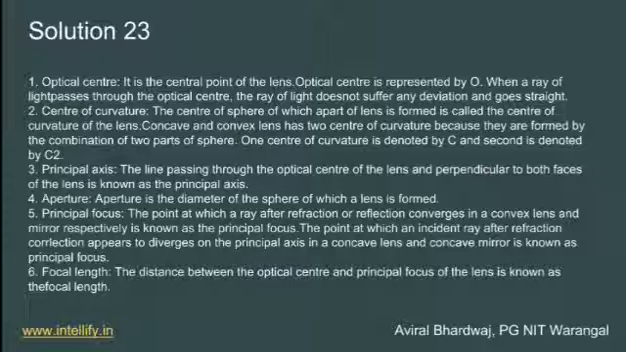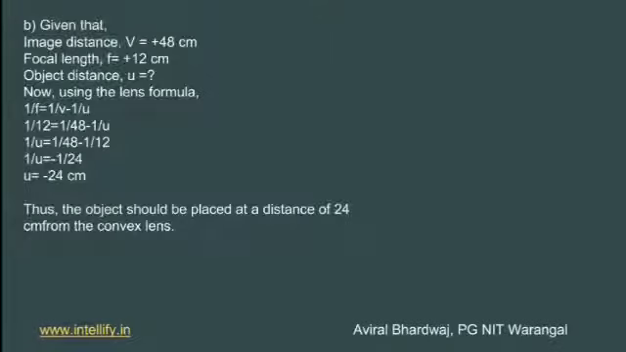Aperture. Aperture is the diameter of the sphere of which the lens is formed. Principal focus. The point at which rays converge after refraction and reflection in a convex lens and mirror respectively is known as the focus. The focal length is the distance between the optical center and the principal focus of a lens.